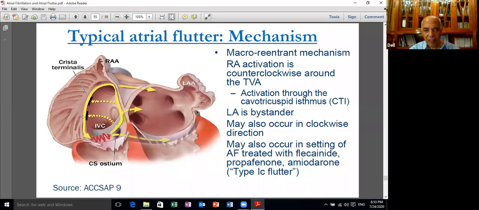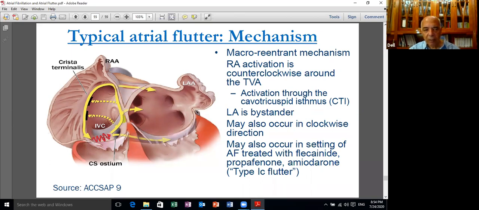So this is very easy to find by electrophysiology. And if you activate from the other side, the free wall, it cannot jump near the coronary sinus orifice. It has to rotate. This is called an isthmus-dependent atrial flutter. It has to go into the isthmus. The isthmus is the narrow area between the inferior vena cava and the tricuspid valve.